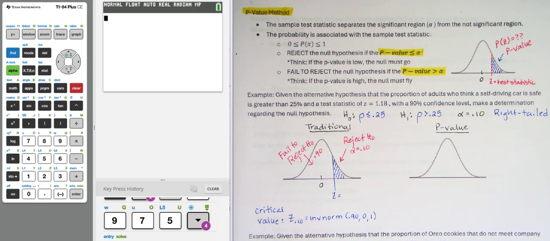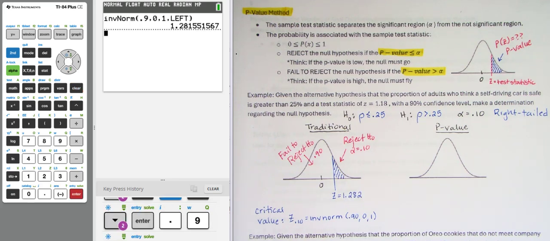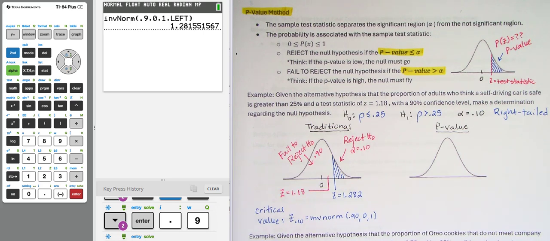To find my critical value with an area to the right of 0.10, I'm going to use my inverse norm. Rounding this to 3 decimals, I get that my critical value is 1.282. I can now place my test statistic somewhere on this graph in relationship to that critical value. Since my test statistic of z equals 1.18 falls between 0 and my critical value, it falls within my fail to reject the null hypothesis region. This means that my null hypothesis, that the proportion of adults who think that self-driving cars are safe is less than or equal to 25%, I would fail to reject that.